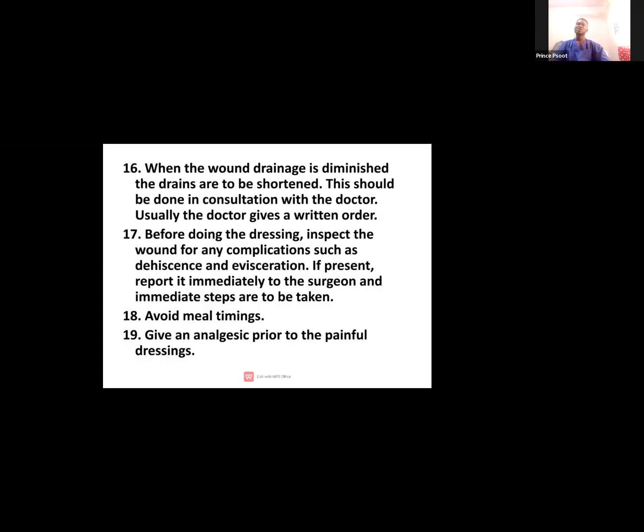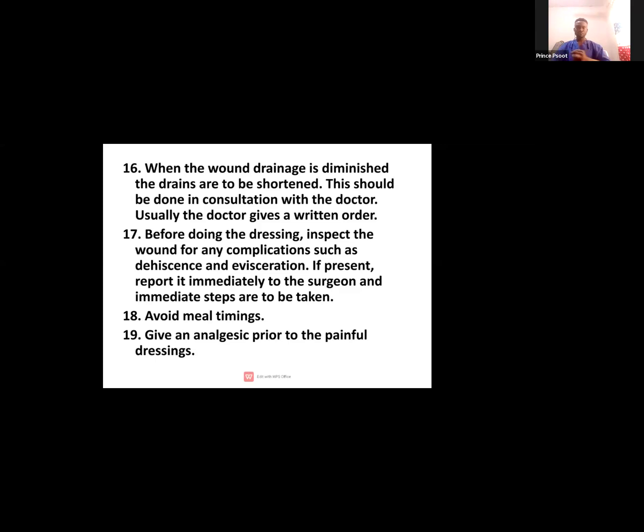Then 16, when the wound drainage is diminished, the drains have to be what? Has to be shortened. So this should be done in consultation with a doctor. Usually the doctor gives a written order on this. So before doing the dressing, you inspect the wound for any complications such as maybe dehiscence or evisceration. If present, you report immediately to the surgeon and immediate steps are to be taken.